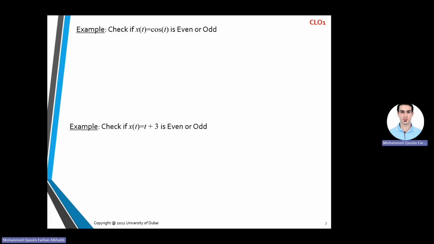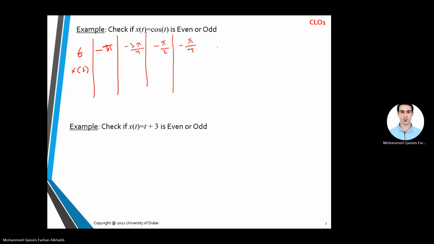All right, so check if x of t equals cosine of t is even or odd. I think I've done that already for the cosine, so I'm going to skip this example. You can just say at several points in time, 30 degrees or pi over 4, pi over 2, 3 pi over 4, and negative pi over 4. You can create a table like this. So that's t, and that's x of t. So let's start from negative pi, then negative 3 pi over 4, negative pi over 2, negative pi over 4. So that's my points in time.